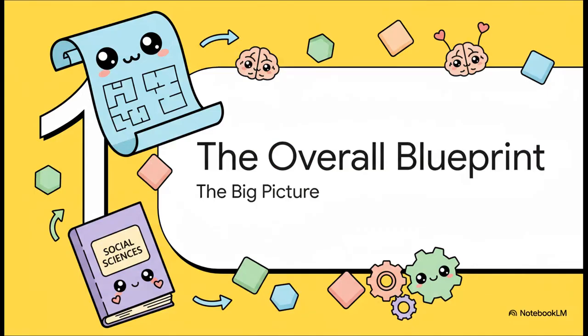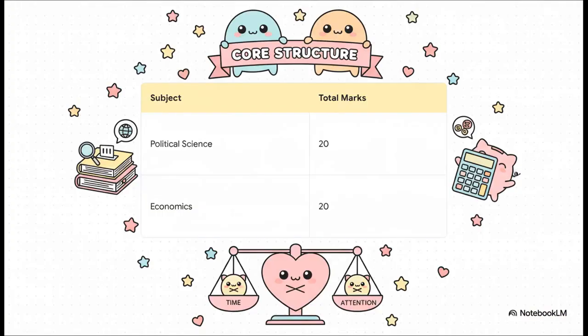Okay, first things first, the blueprint. Before we get into all the nitty-gritty details, we have to understand the basic structure. What's the overall shape of this course, and how is everything weighted? Let's find out. And here it is, the core structure. You've got 2 big players, political science and economics. But look closer. The most important thing on this slide, the balance. Both are worth exactly 20 marks. What does that tell you? It's screaming that you need to give equal time and focus to both. You can't just hide out in your favorite subject if you want a great score.